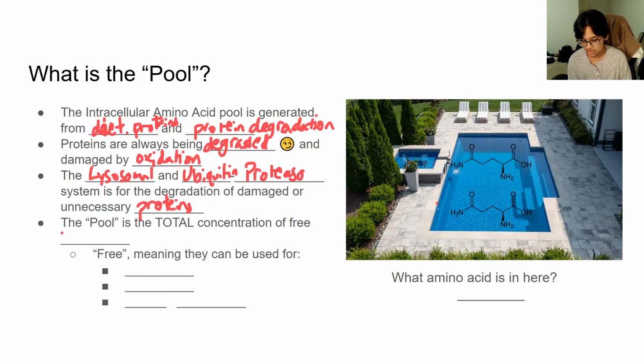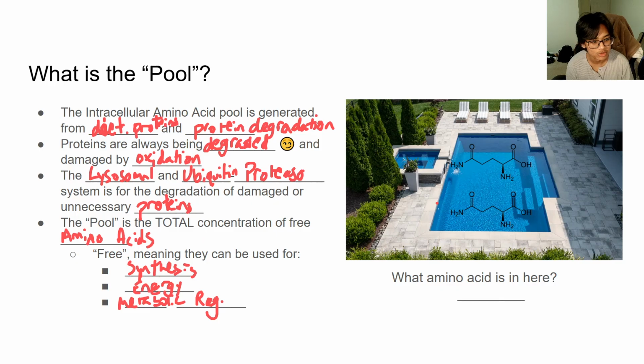Of free amino acids. I didn't study before I did this. Sorry, guys. Free meaning that they can be used for synthesis, can be used for energy, and can be used for metabolic regulation. I really hope you can read that. I'm so sorry. And then what amino acid is there?